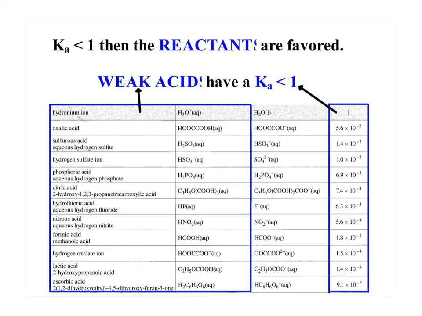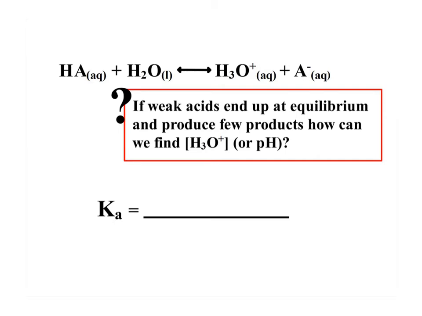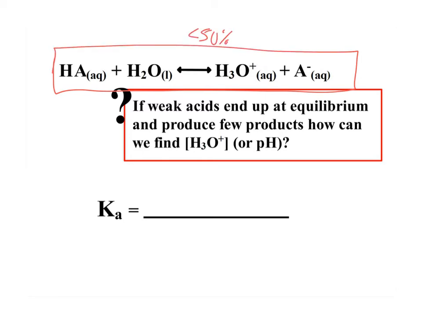Now we are dealing with weak acids and weak bases. So these have Kas which are less than 1. So they're weak acids, they ionize less than 50%, which means that we still have a lot of reactants at the end. In order to do calculations for weak acids, we need to use equilibrium expressions. So weak acids, they reach equilibrium. So less than 50% actually goes towards making products. In order to evaluate the pH or the hydronium ion concentration for weak acids, we need to use equilibrium expressions.